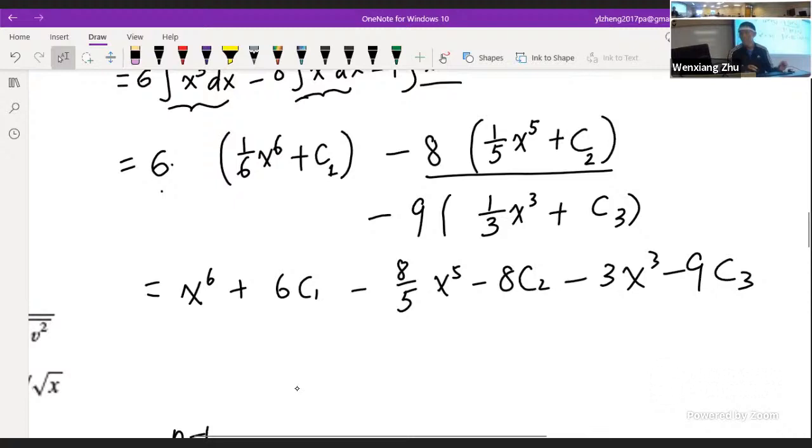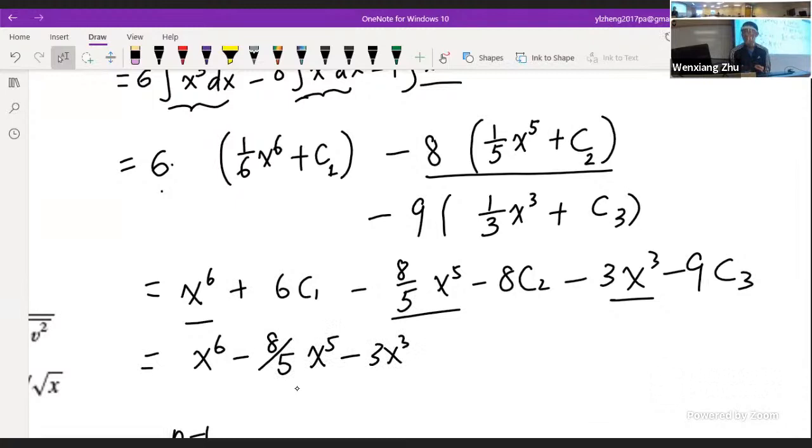So I'm going to do one more thing. I'm going to group these three terms with variable x together: x to the 6th minus 8 over 5 x to the 5th minus 3x cubed. Then group all the other constants together.